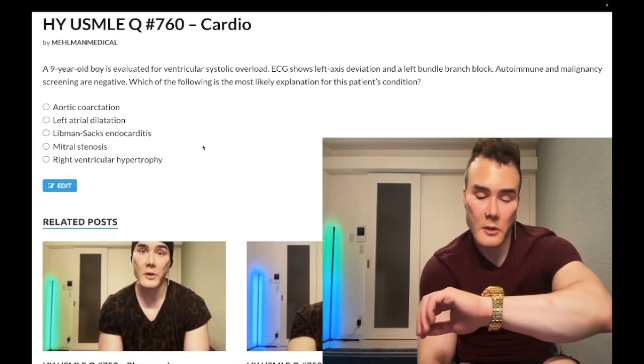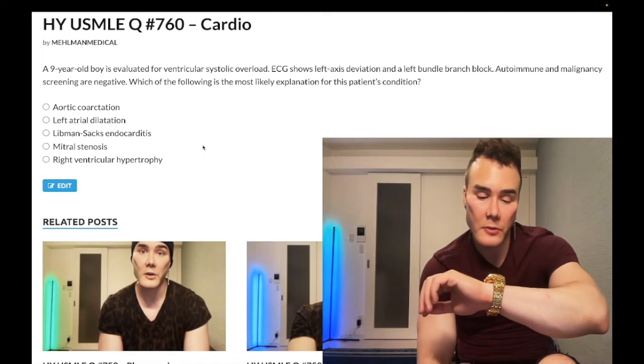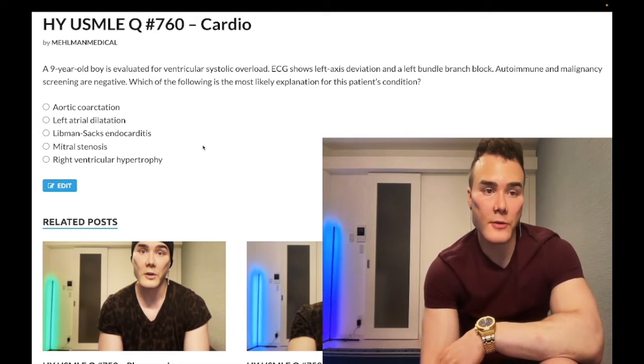How's it going, guys? It is 2:29 a.m., 11th of June here in Japan, and we have a pass level question for cardio for Step 1.